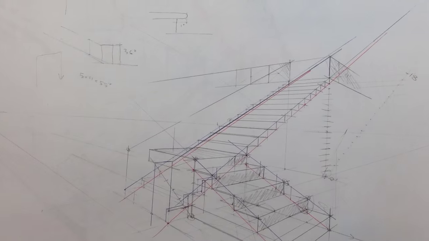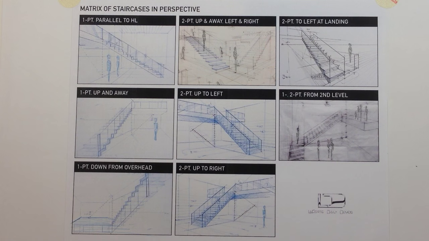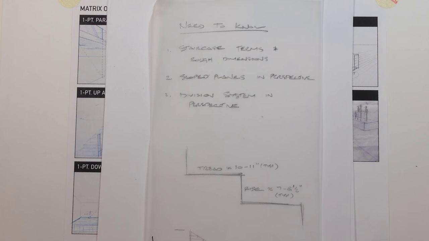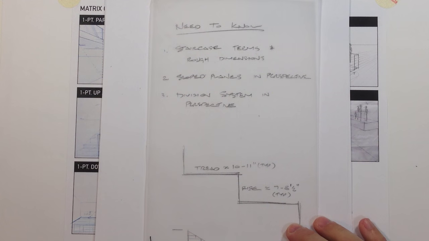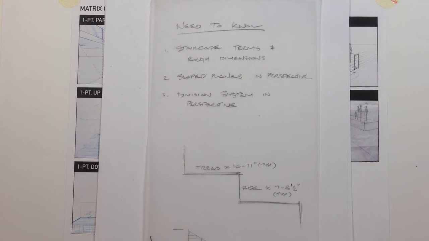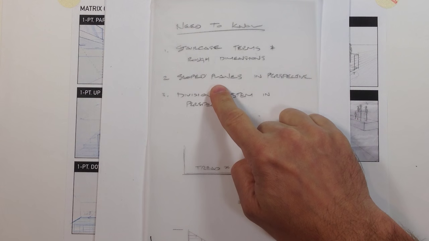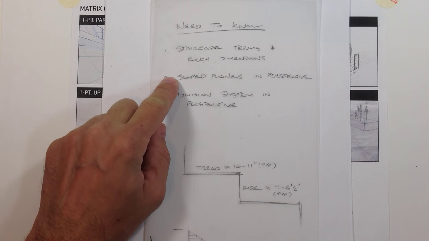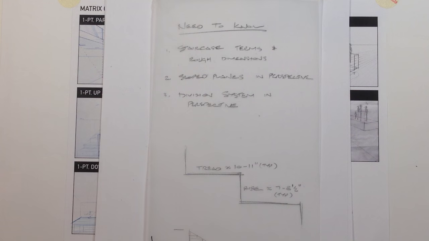But this system is going to require a few things from us. I've tried to make a little outline here. We're going to need to know staircase terms and definitions and rough dimensions of stairs. We're also going to need to understand the concept of sloped planes in perspective. If you are just starting out, staircases are not for beginners. This is definitely intermediate to advanced perspective drawing. But you need to understand the concept of sloped planes, and I'm going to diagram that on this background sheet with some trace paper for you very quickly, so that as we get started in this one version, you'll see that it applies to all the others as well.